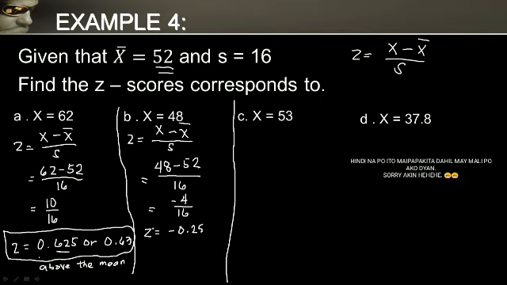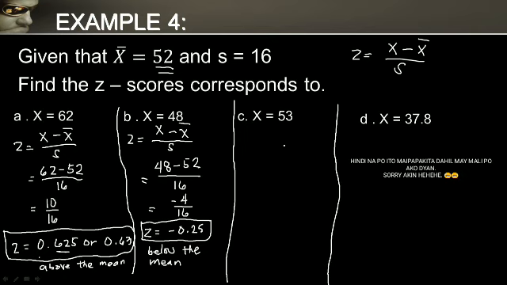So, since your value of z is negative, that is below the mean. It is below the mean. Even without a normal curve, you will get it. Basically, if it is positive, it is above; if it is negative, it is below. Now, let's proceed. How about x equals 53?